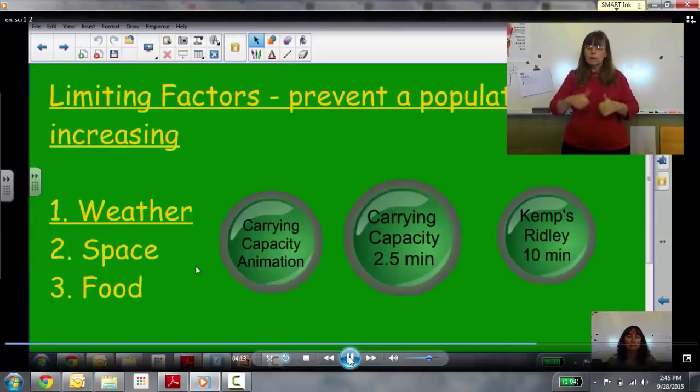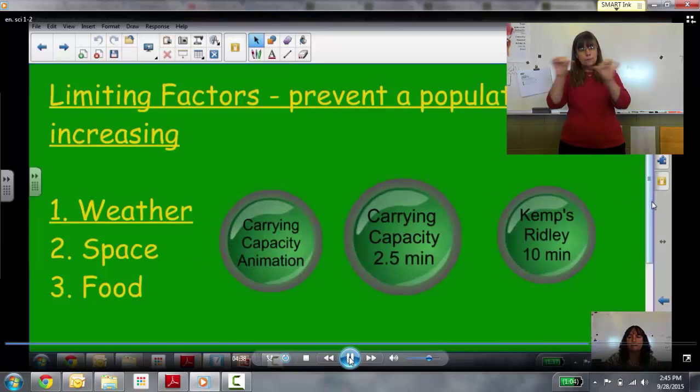Space is another one. There's certain animals that need a lot of space to live. Like a deer, you can't just keep a deer in your backyard and expect it to survive. It needs a lot of land to find its food and all the things it needs to live, its mates, its place to live. And then the last thing is food. If there's not enough food in the ecosystem, it's going to limit how many animals can live in that ecosystem.